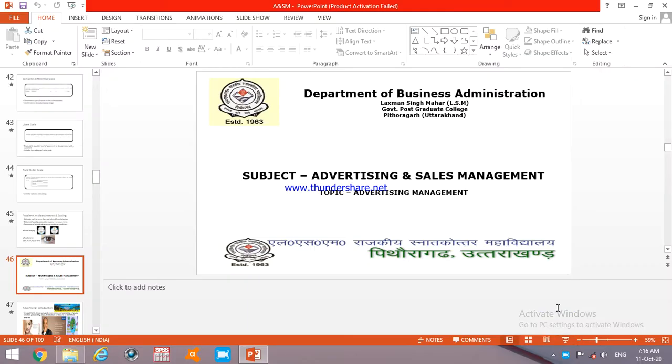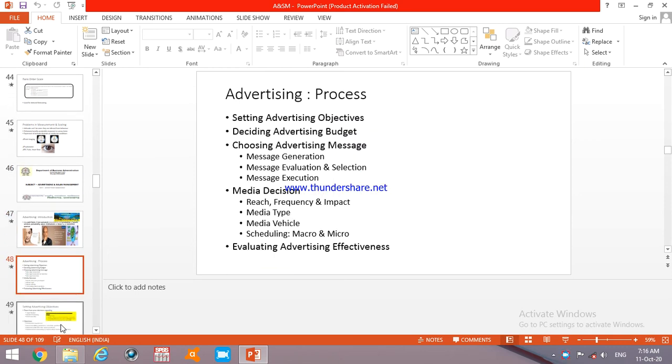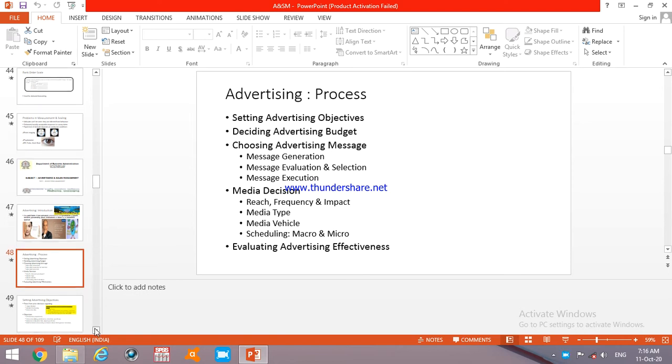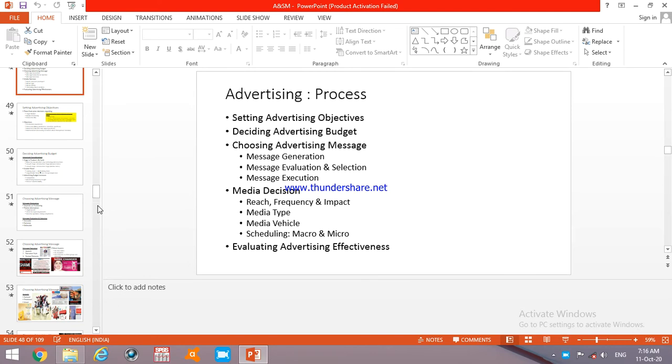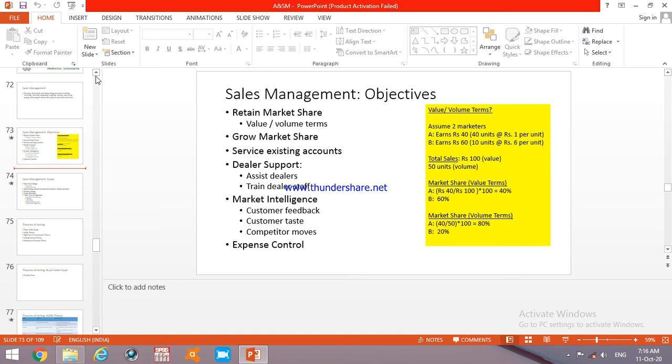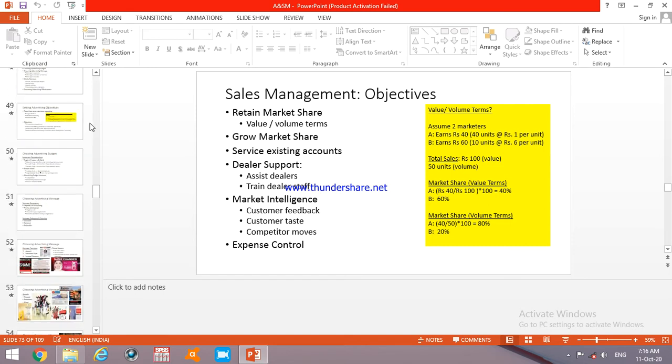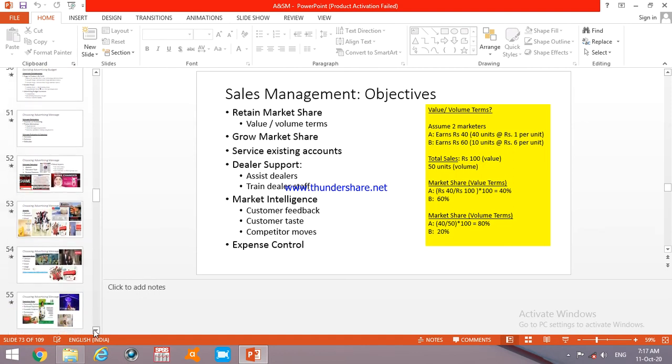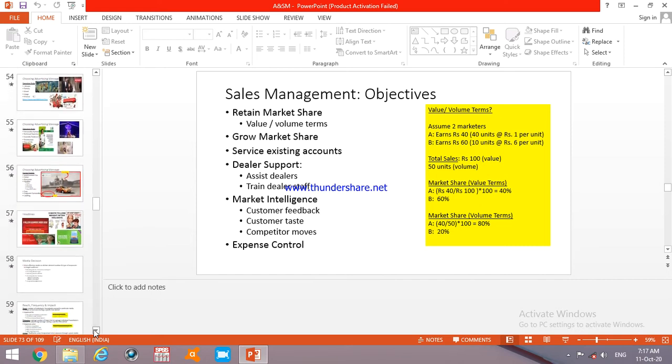In Unit 3, up till now we have discussed the process of advertising, and in this particular process we have discussed the first three steps. Now we were basically discussing the media decision. I hope you remember the discussion that we had in our last session, and I also hope that you remember the difference between reach, frequency and impact. So the difference between reach, frequency and impact is clear to you.